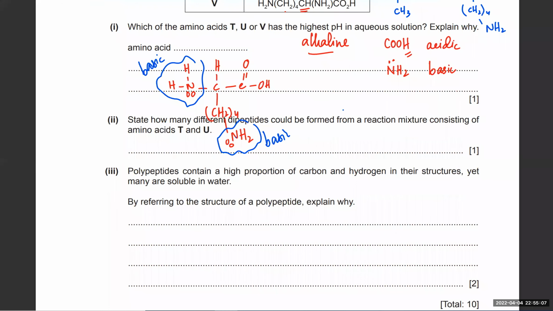Clear? Yes, sir. So the answer for this one would be 2.